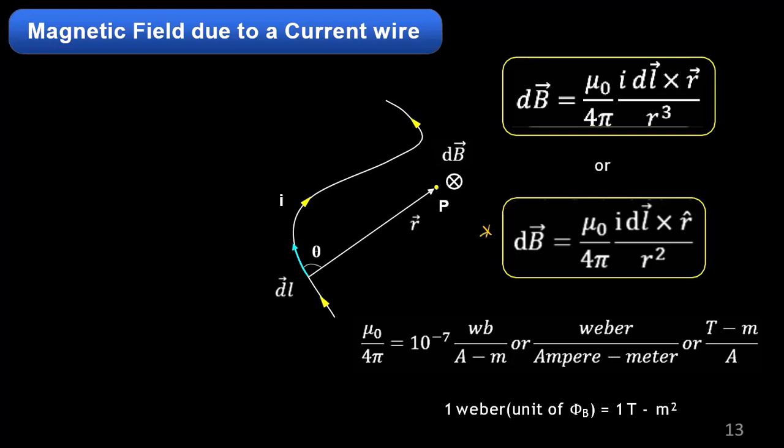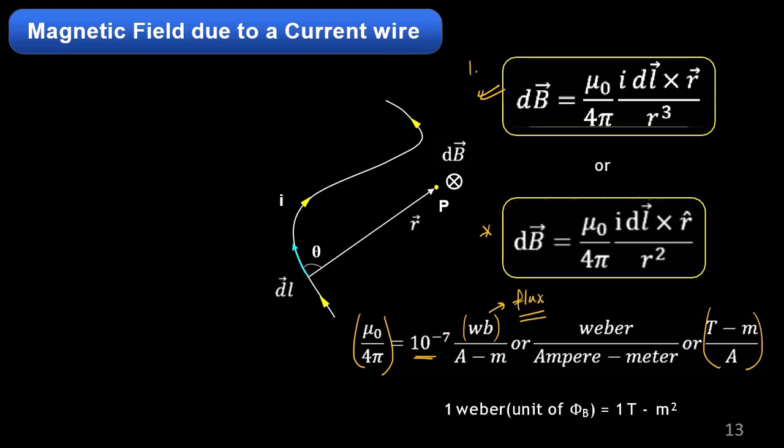This is another formula that we can use for the calculation of the dB vector. But most popularly I calculate dB using equation number 1. I use equation number 1 to calculate the magnetic field for a current carrying wire or for any type of geometry. Regarding mu naught by 4 pi, it is a constant equal to 10 to the power minus 7. One unit is Weber, another unit is Tesla. I have already introduced Tesla as the unit for the magnetic field. Now Weber is the unit for the magnetic flux.